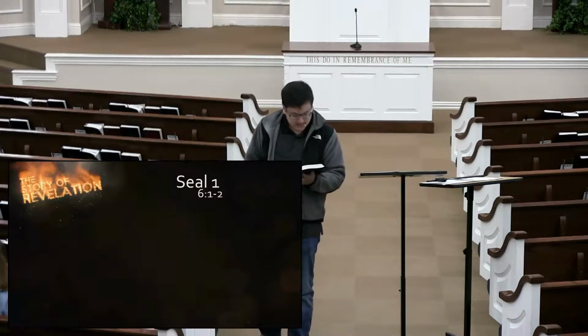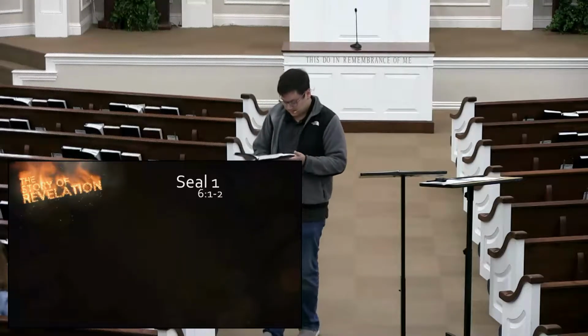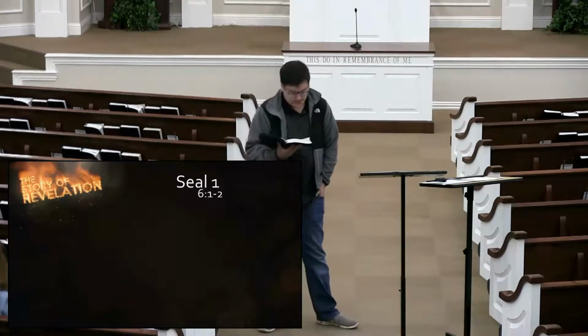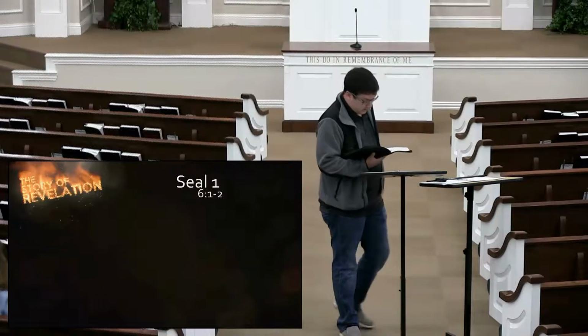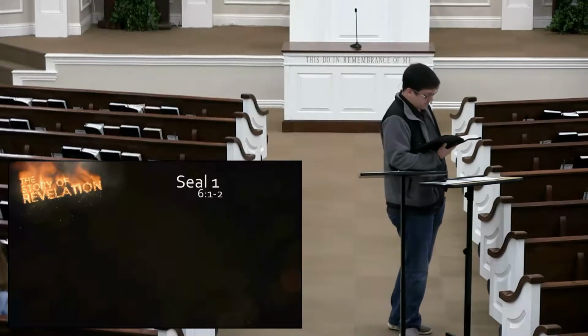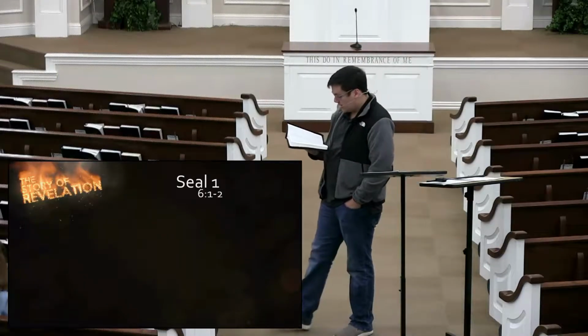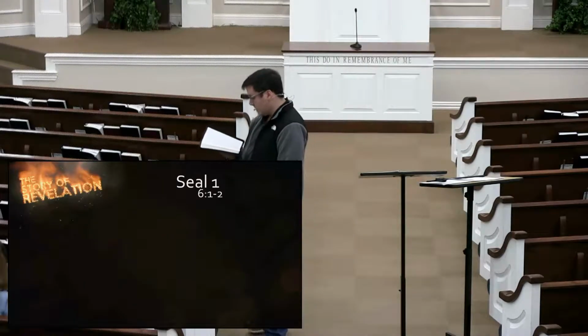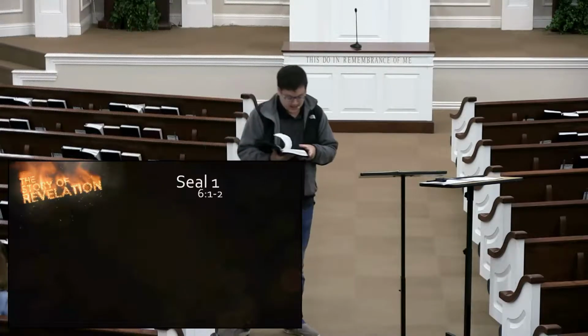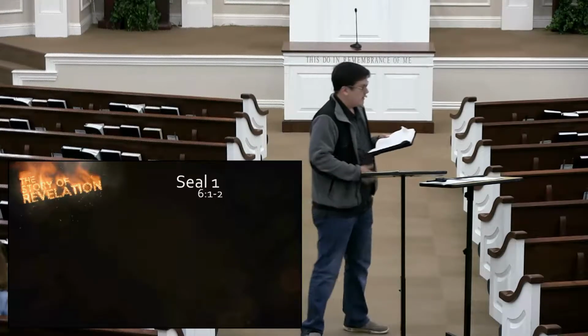Then I saw when the Lamb broke one of the 7 seals, and I heard one of the 4 living creatures saying, as with a loud voice of thunder, "Come." I looked, and behold, a white horse, and he who sat on it had a bow, and a crown was given to him, and he went out conquering and to conquer.